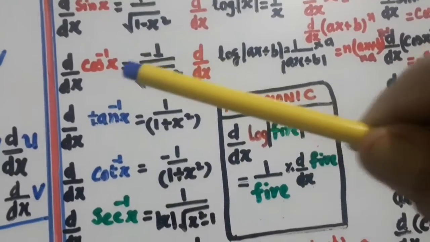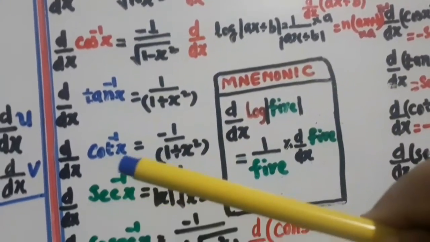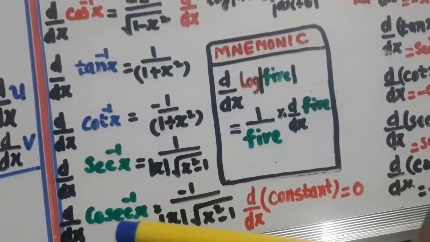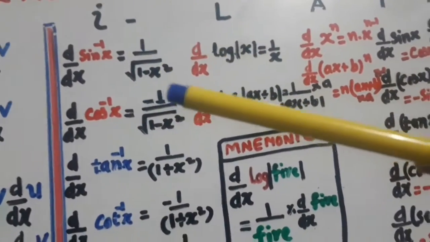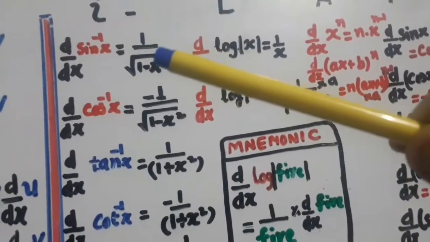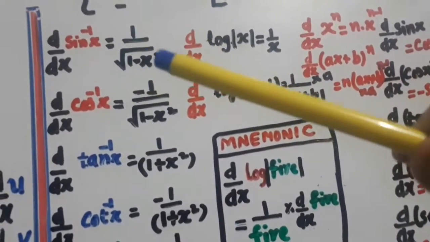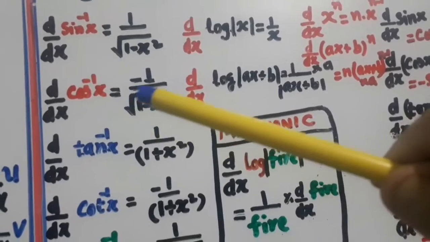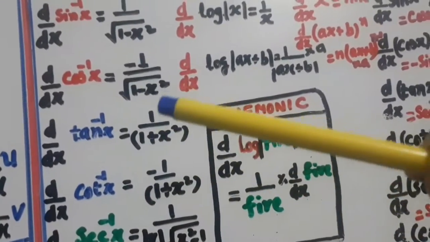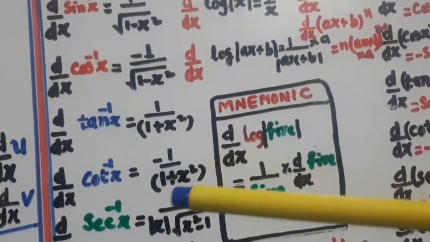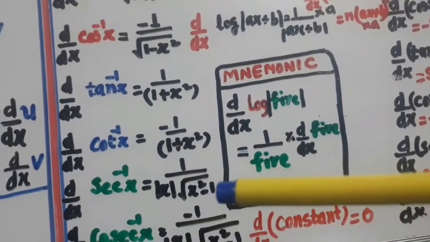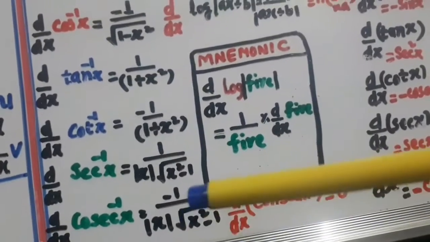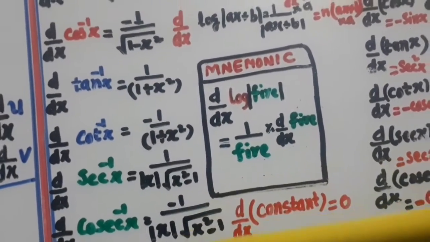Now here, cos inverse x is negative. Cot inverse x is negative. Cosecant inverse x is negative. All functions are 1 over, 1 over, 1 over. So it is 1 over under root 1 minus x square, and this is minus 1 over under root 1 minus x square. Same way it is 1 over 1 plus x square, minus 1 over 1 plus x square. 1 over modulus of x under root x square minus 1. Same way cosecant inverse is minus 1 over modulus of x under root x square minus 1.